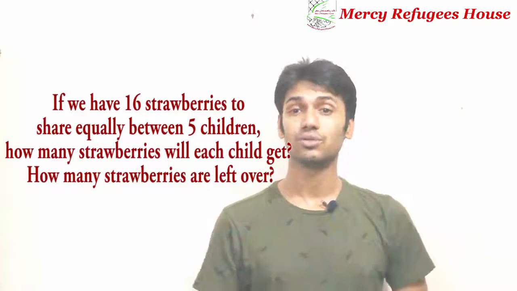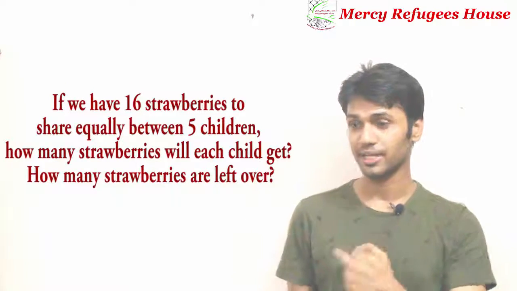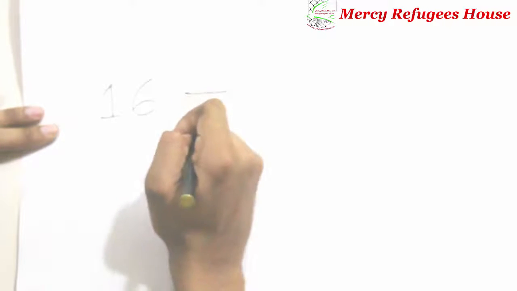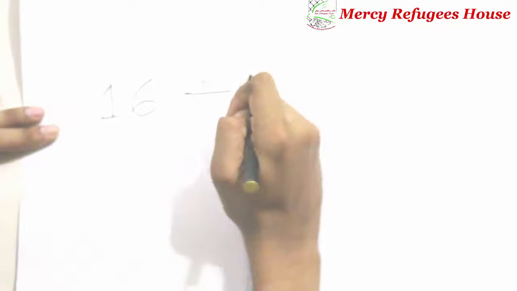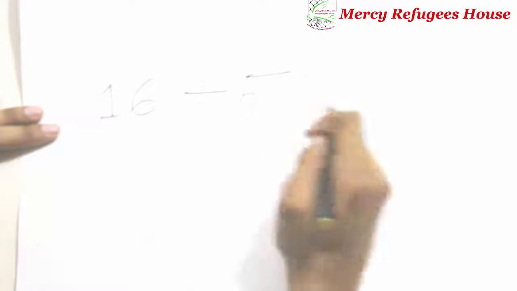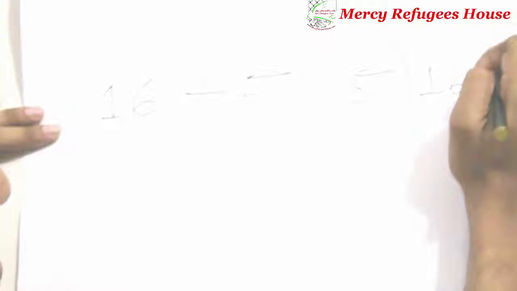Now, how do we do the maths of leftovers? Let me show you. Follow me. So we have 16 strawberries. How many strawberries? We have 16 strawberries. And we want to divide these strawberries among how many children? We have 5 children. Can we do the division? Yes, but the division procedure should be quite different. Rather than using this form, you should use this form of division.